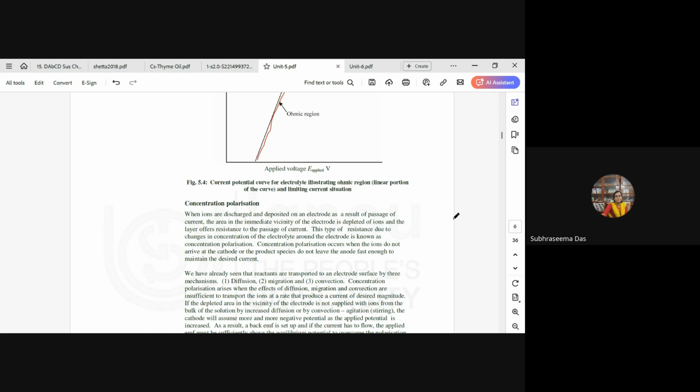When ions are discharged and deposited on an electrode as a result of passing current through it, the area immediately near the electrode is depleted of ions, and this layer offers resistance to the passage of the current. This type of resistance, due to the change in concentration of the electrolyte around the electrode, is known as concentration polarization. Concentration polarization occurs when the ions do not arrive at the cathode, or the products do not leave the anode, fast enough to maintain the current gradient.